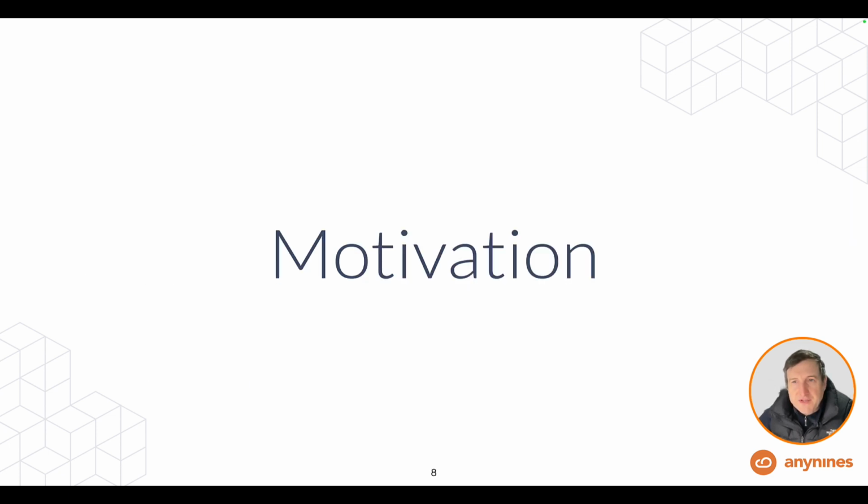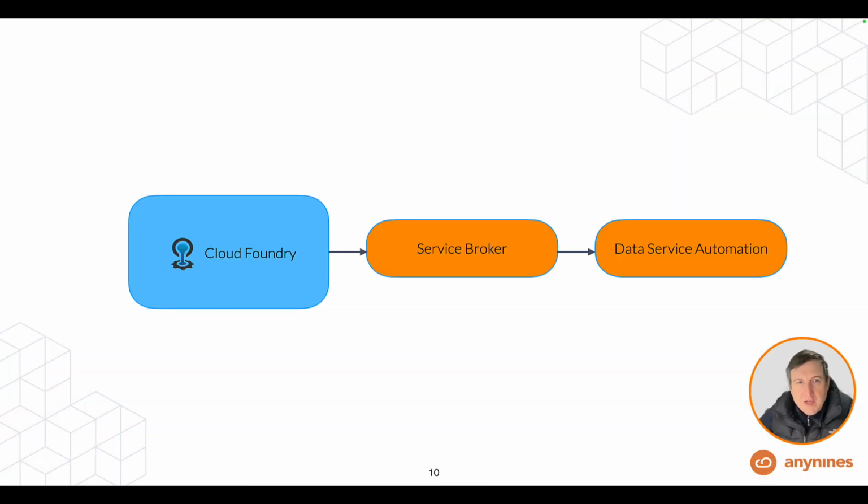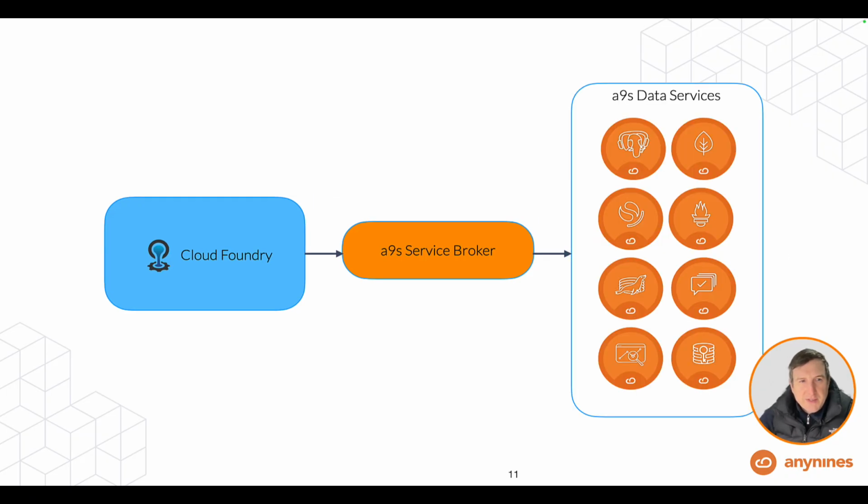First of all, the motivation for Klutch is pretty simple. Coming from the Cloud Foundry ecosystem, we are used to have a Cloud Foundry, then there are service brokers and some sort of data service automation backend. For us in our Cloud Foundry stack in particular, this means we have a Cloud Foundry, we have the Any9 service brokers, and they basically talk to the Any9 data services, for which, for all of the major open source databases, we have a BOSH-based on-demand provisioning automation backend.